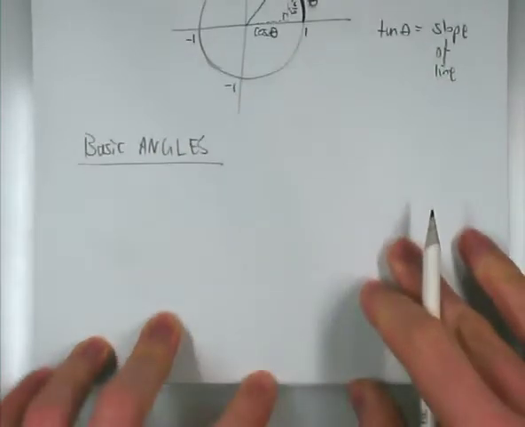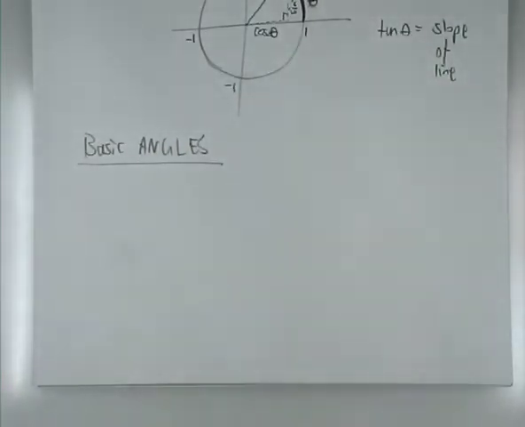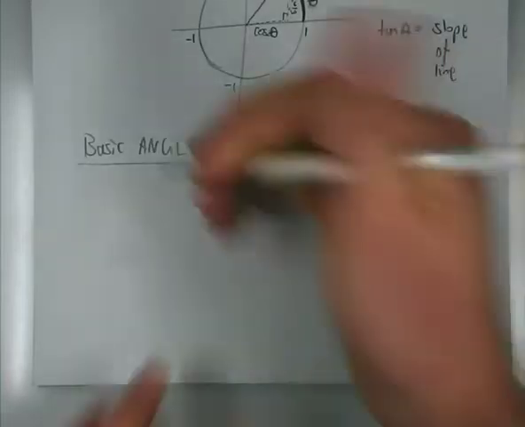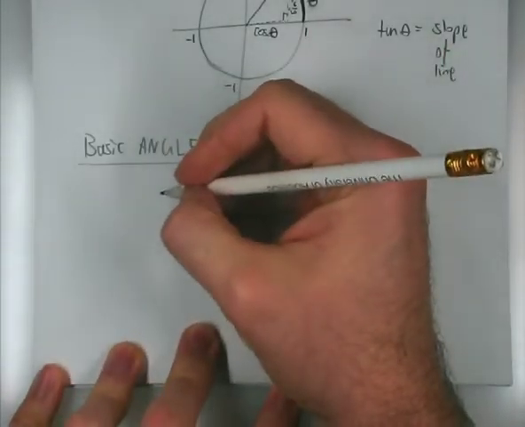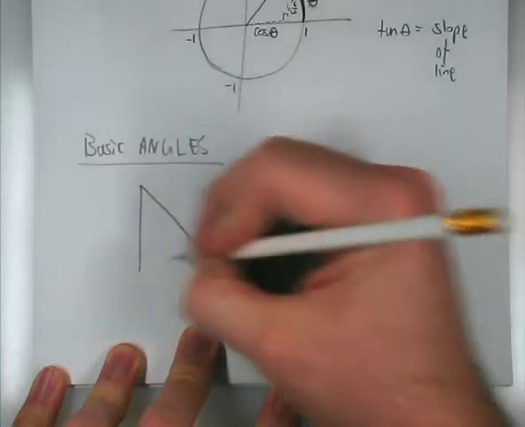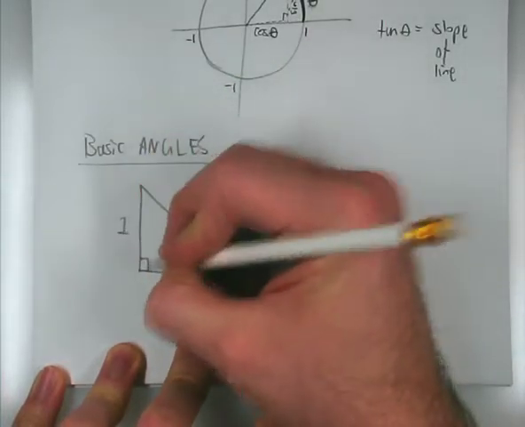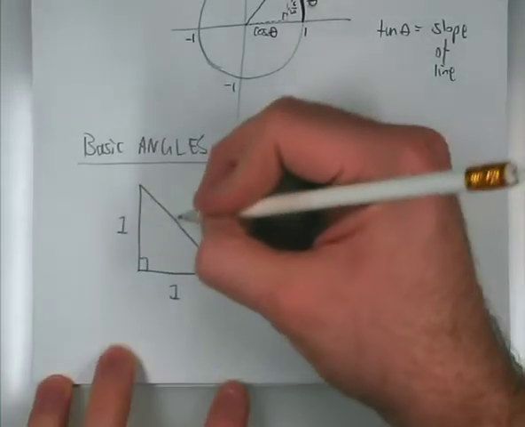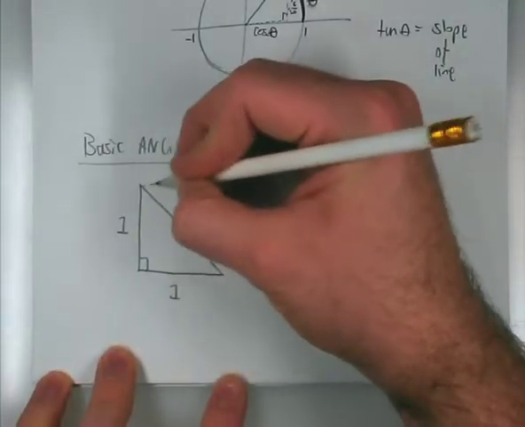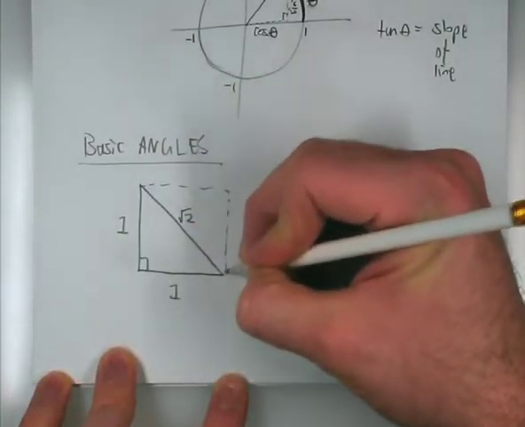So your basic angles are pi on 2, which is 90 degrees, pi on 4, which is 45 degrees, pi on 3, which is 60 degrees, and pi on 6, which is 30 degrees. I remember these by drawing a triangle. This triangle has 1 here and 1 here, and because of Pythagoras' theorem it has root 2 here. It's a square that's been cut in half, basically.